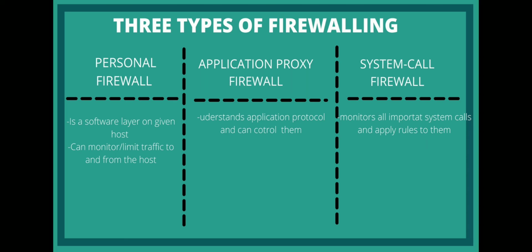A personal firewall is a software layer on a given host. It can monitor or limit traffic to and from the host. An application proxy firewall understands application protocols and can control them, while a system call firewall monitors all important system calls and applies rules to them.